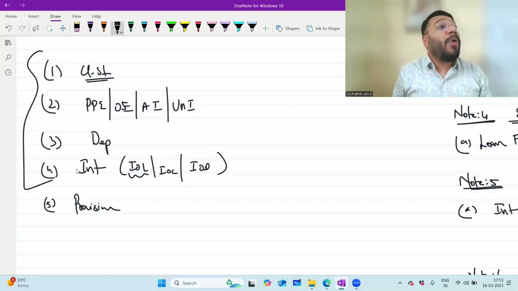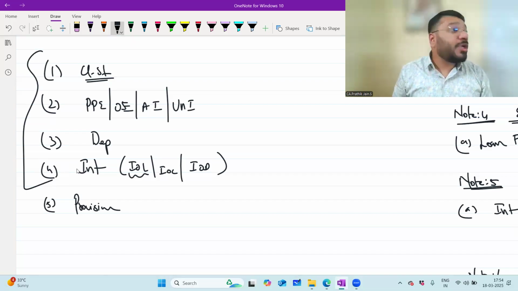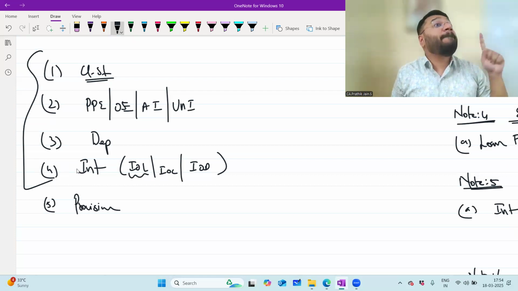The company has to appoint a chartered accountant called a statutory auditor, who is an independent chartered accountant who has no influence on the company, and the company has no influence on that particular auditor. So you have to appoint an independent auditor. This is a compulsory norm as per company law.